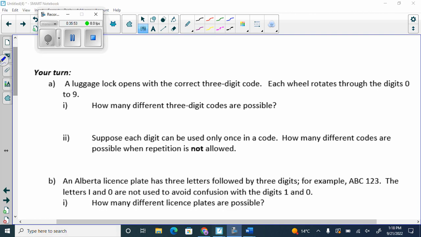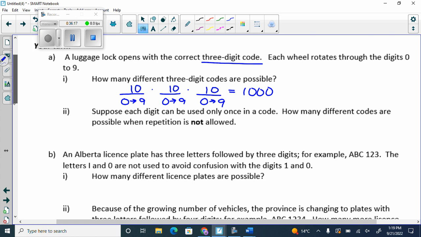So here we have a luggage lock opens with the correct 3-digit code. So we have a 3-digit code. Boom, boom, boom. Each wheel rotates 0 to 9. How many different 3-digit codes are possible? So we need 0 to 9, 0 to 9, 0 to 9, and it's 10, 10, 10, and we get 1,000.